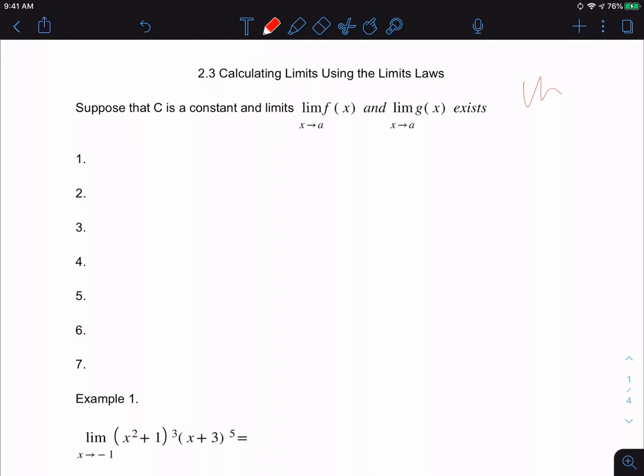You guys see the squiggles? Yes. Okay, cool. Just making sure. All right, so let's get to it.